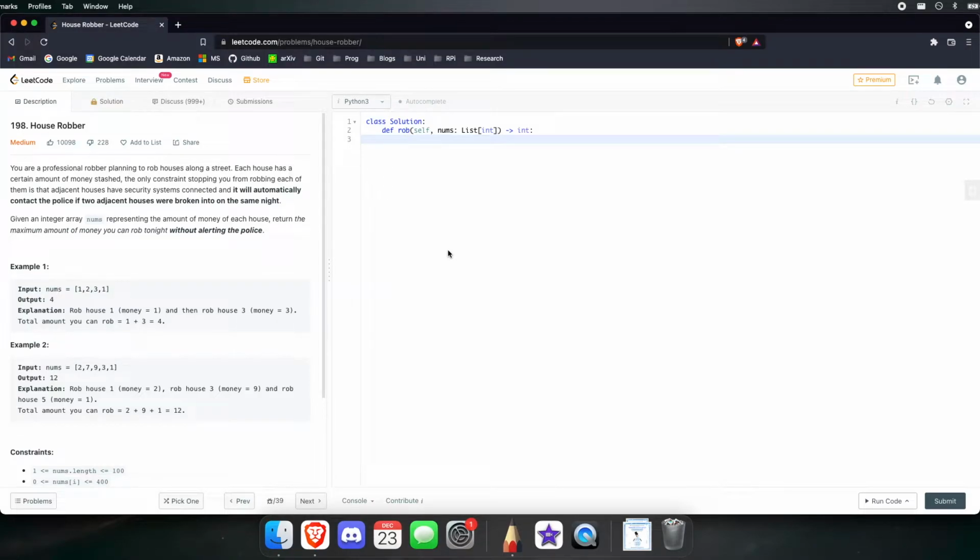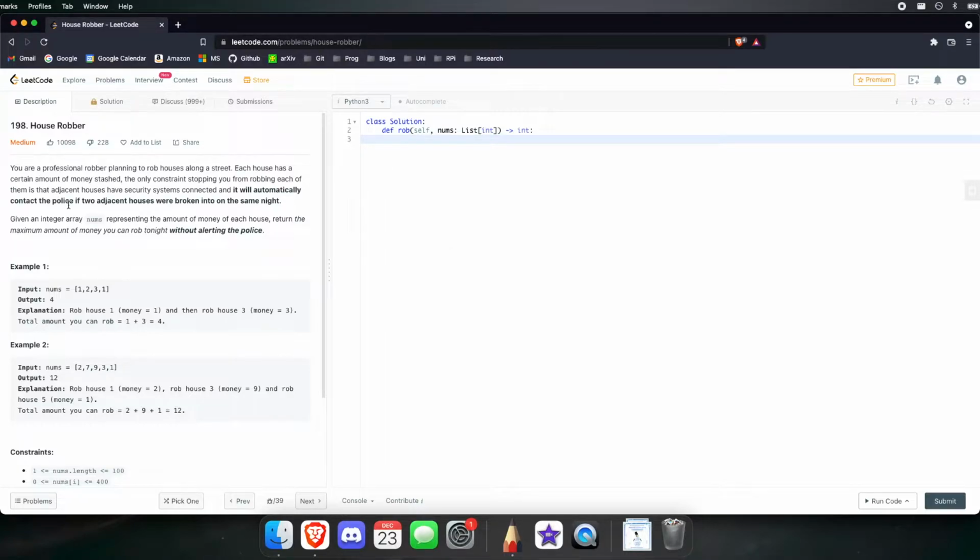This problem is called House Robber. You're a professional robber planning to rob houses along a street. Each house has a certain amount of money stashed. The only constraint stopping you from robbing each of them is that adjacent houses have security systems connected, and it will automatically contact the police if two adjacent houses are broken into on the same night.